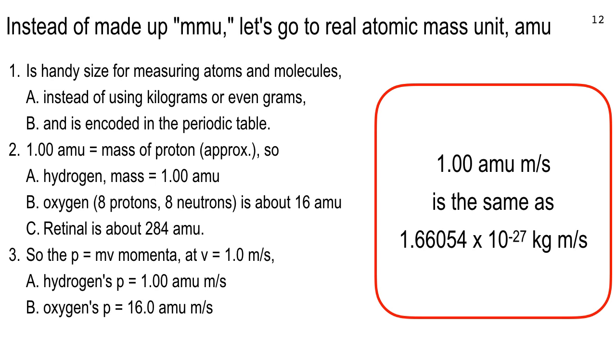So oxygen, at 1 meter per second, a single oxygen atom, 16.0 AMU meters per second. And then retinal would be 284 AMU meters per second, if it was going 1 meter per second. Now, if it were going some other speed, it would be 284 AMU times whatever that new speed is. All right.